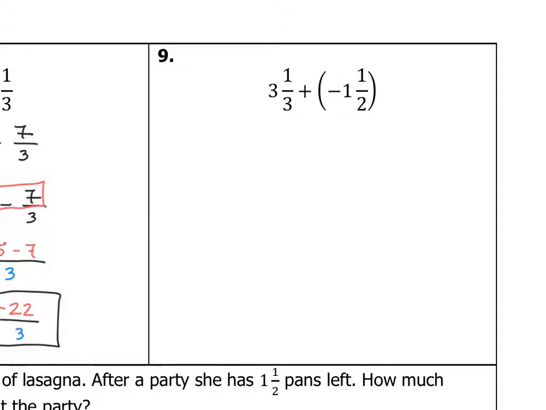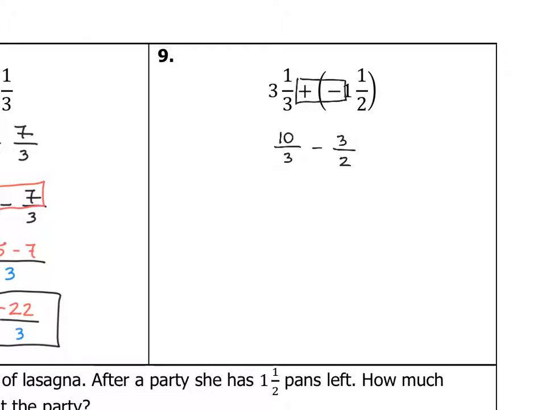All right, 3 1/3 plus negative 1 1/2. As an improper fraction, 3 1/3 is 10/3. And then 1 1/2 is 3/2. Double sign, let's take care of that. Plus negative means minus, so this is 10/3 minus 3/2.